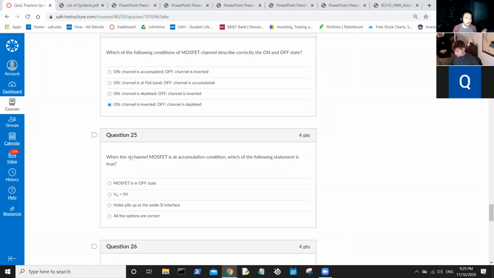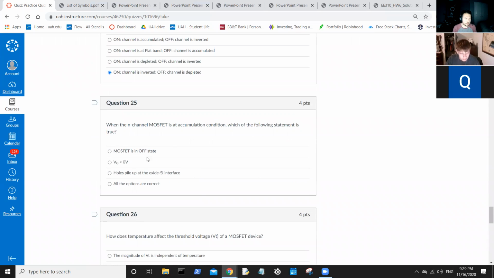Question 25. When the N-channel MOSFET is at accumulation condition, which of the following statements is true? MOSFET is off, VG is less than 0, holes pile up in the oxide interface. This is a question from previously and we answered true. VG is less than 0 in the off state, so that's the gate voltage. And when it's accumulating, this might modify an answer previous.